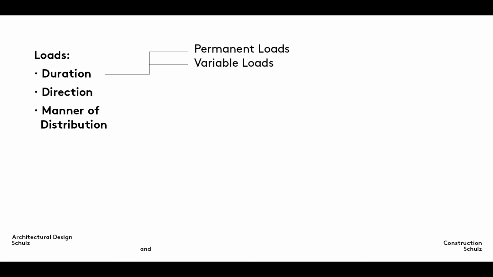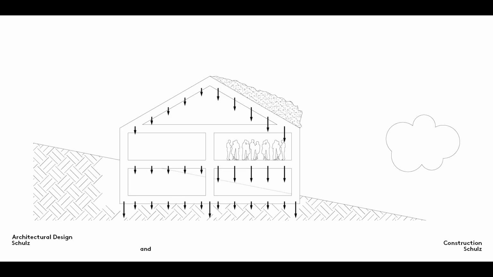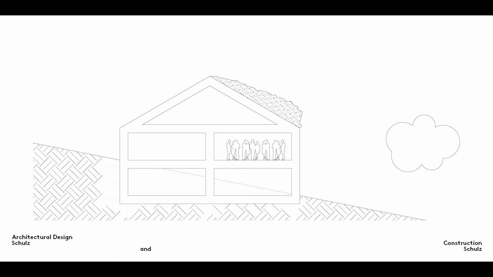The direction category is divided into vertical and horizontal loads. Due to the law of gravitation, vertical loads push towards the center of the Earth, that is, perpendicular to the ground on which a building is standing. Horizontal loads act at right angles to vertical members. The most significant horizontal loads are wind and earth pressure.